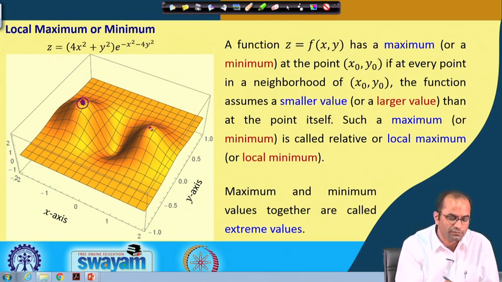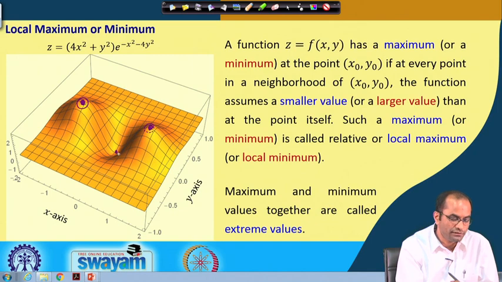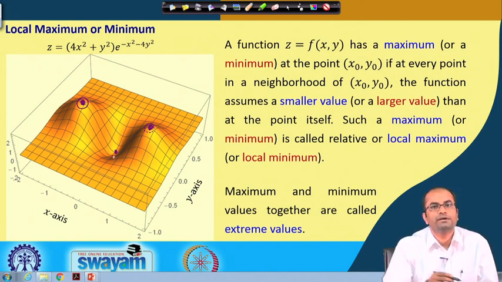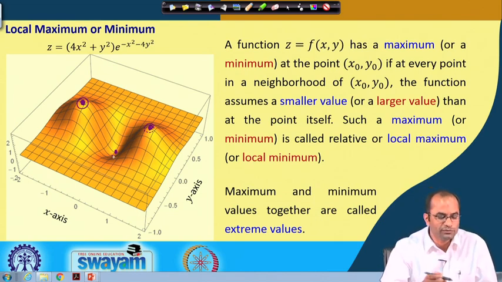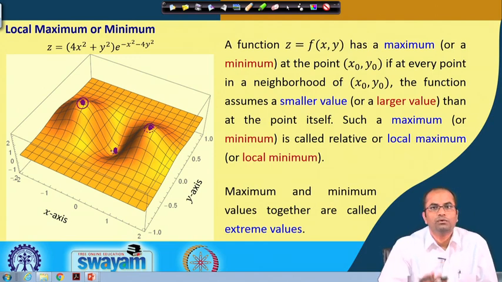Here also at this point the same situation is happening, that at all the points in the neighborhood of this point the function is taking smaller values. So, here also there is a local maximum of this function. Similarly, at this point here, but this is the other way around, all the points in the neighborhood take more values than the value of the function at this point itself. So, this is a local minimum.